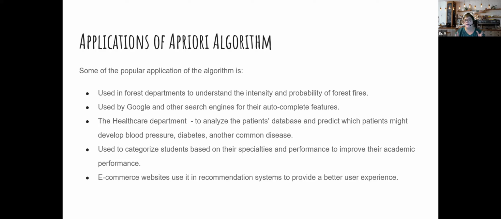Another way of using it is to categorize students based on their specialties and performance so that we can improve academic performance. Maybe someone might come to you and say, you seem to do well on this subject and that subject, maybe this should be your major in college or something along those lines. That's the whole idea, looking at associations between what you're good at and maybe future outcomes. And then, of course, last, as Connor mentioned, e-commerce websites use it as a recommendation system. Again, the whole idea is to provide a better user experience. And we all like that, right, at the end of the day.